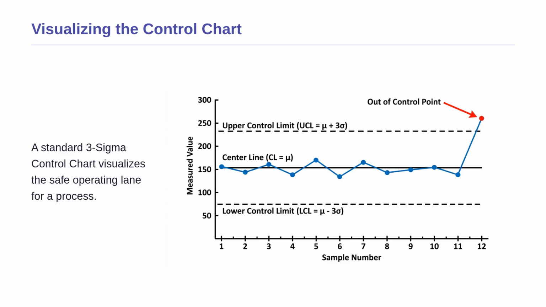Notice how the blue data points bounce around harmlessly near the center line. This is normal, everyday variation. However, look at the red point that breaks through the upper control limit. This immediately catches your eye, signaling exactly where the process went wrong and when operators need to intervene.